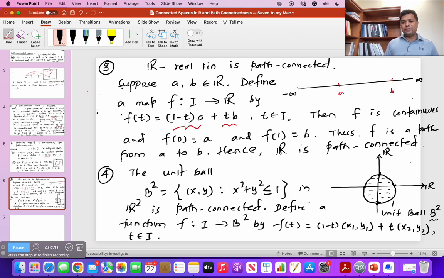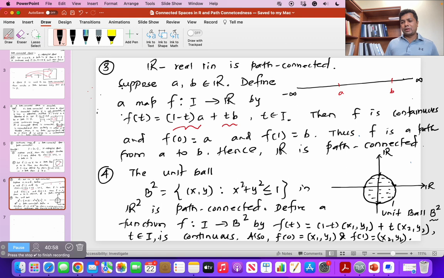If we define a function like this, then you can see the right side is again a polynomial, so it's continuous. The function defined by this relation is continuous, and also if we plug in 0 for t, we get (x1, y1). If you plug in 1 for t, then you get (x2, y2). So that means this f is a path from (x1, y1) to (x2, y2).